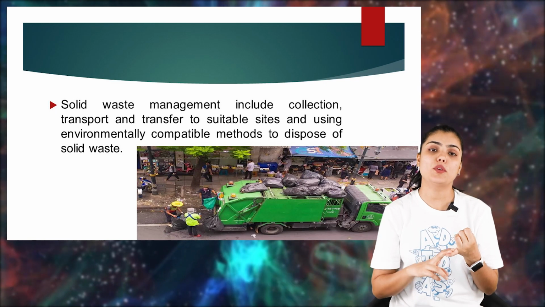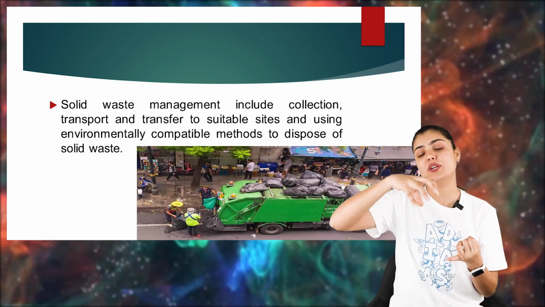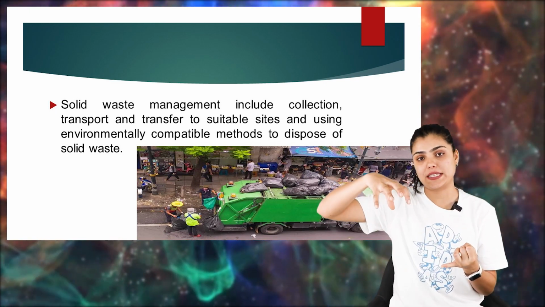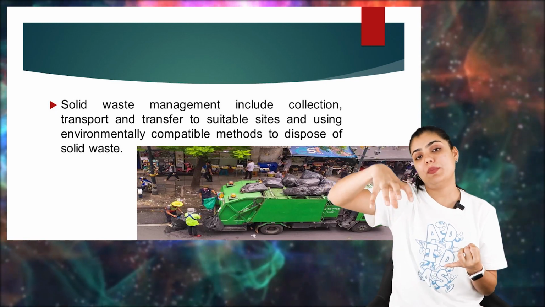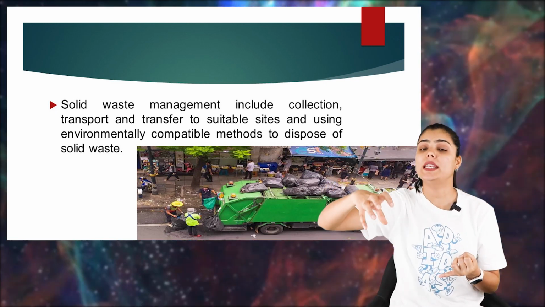Solid waste management majorly comprises three different steps. The first one is collection of the waste. The waste is generated or produced in one particular area. For example, it is produced in one particular community. So it has to be collected from there.